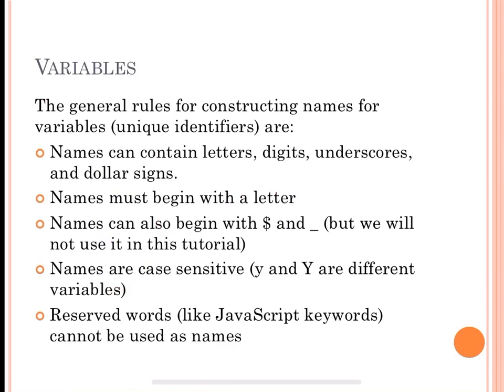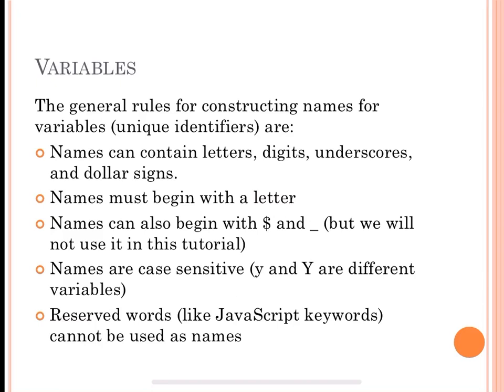Okay, so these are general rules for naming your variables. How do you give the name to your variable? These are the rules for that. So first rule is a name can contain letters, digits, underscore and dollar sign. Then next is they must always begin with a letter. You cannot write the first letter as a number or something else. It must be a letter.